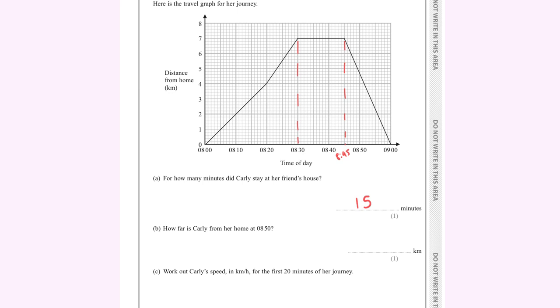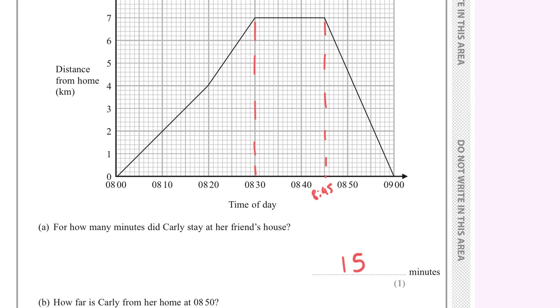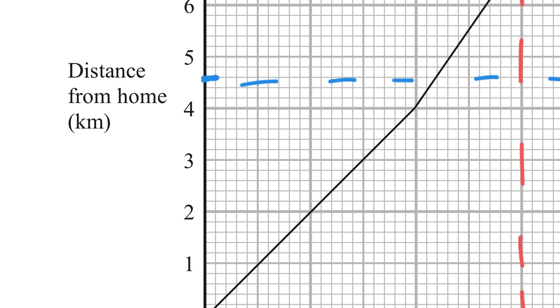Then it says, how far is Carly from her house or her home at 8:50? So at 8:50, we need to look at where she is. Here, follow it across, and then we can see the distance from home. Just to make it really clear, what have we got here? 4.2, 4.4, 4.6, 4.8. So 4.2, 4.4, 4.6.